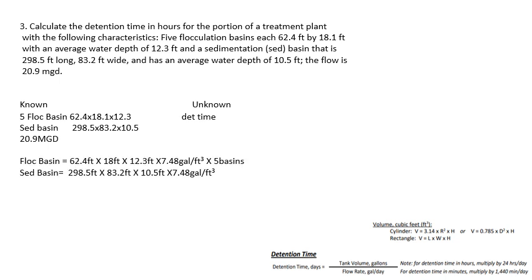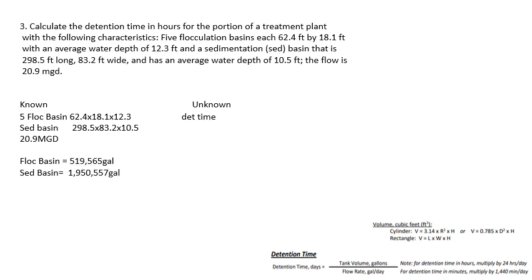So plug in your numbers. For your flock basin, 62.4 feet by 18 feet by 12.3 feet by 7.48 gallons to get gallons from your cubic feet, times 5 basins. For your sedimentation basin, it's 298.5 feet times 83.2 feet times 10.5 feet. And again, we added in the 7.48 gallons into the equation to convert it from cubic feet. So we're just doing it all in one step. Makes it a little bit easier.